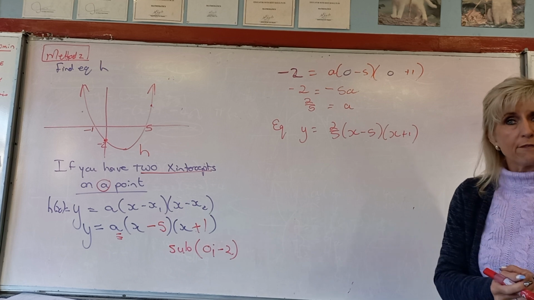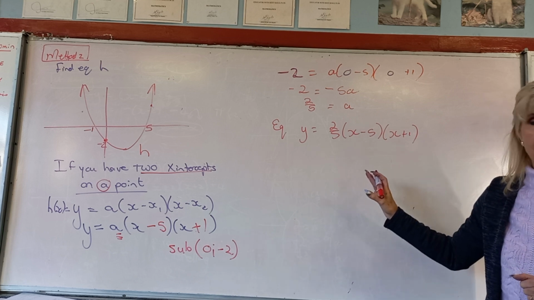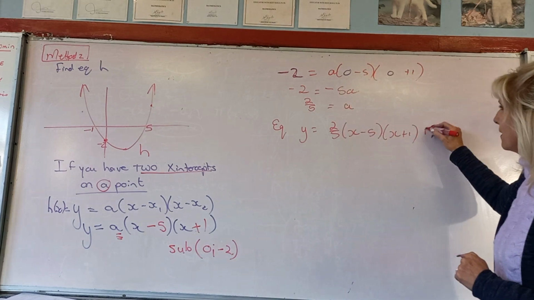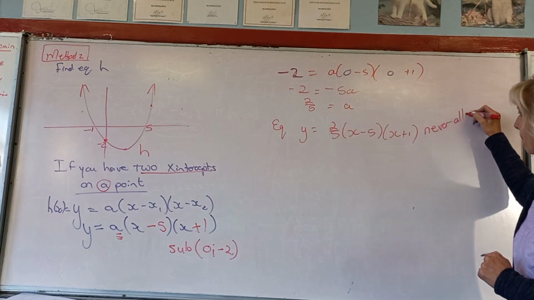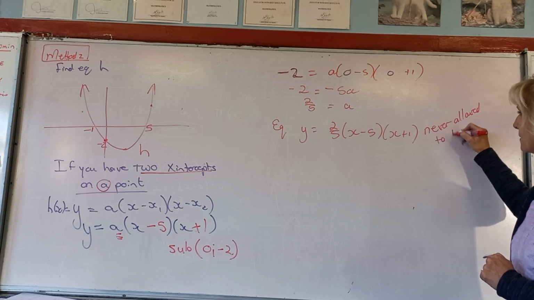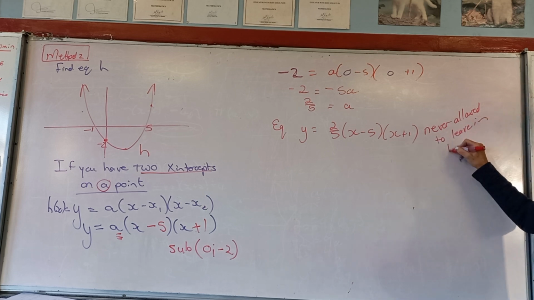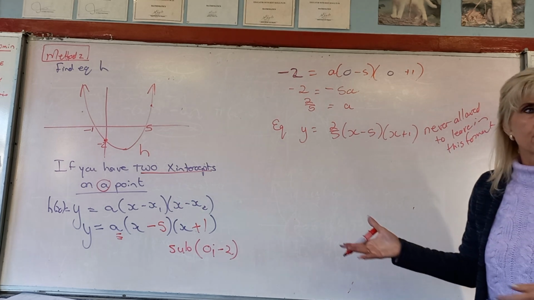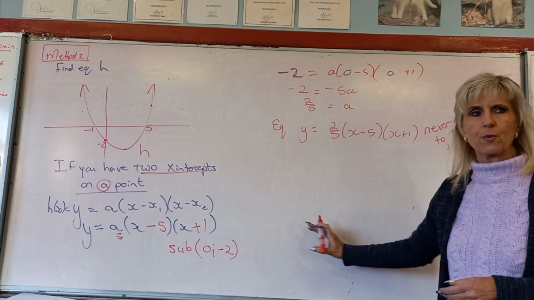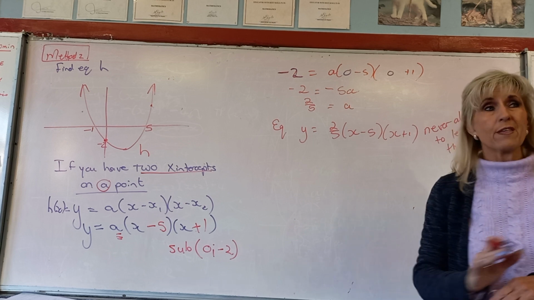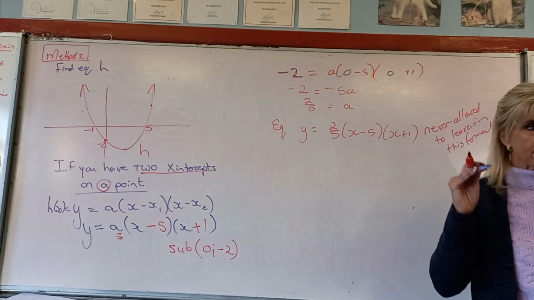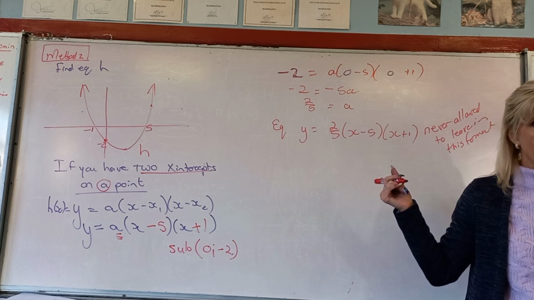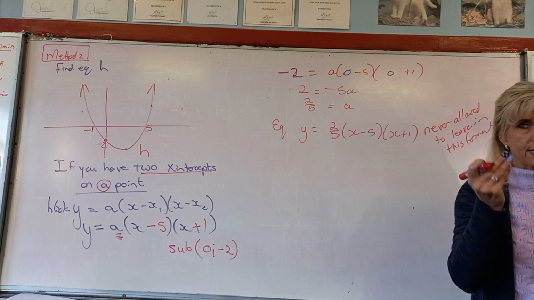And you may never ever leave it in that format. This is just a tool to get to the equation. But you're never allowed to leave it in this format. You have to multiply it out, so it's going to be in which format? ax² + bx + c. Whether they say something or not, you must never leave it in the x-intercept format. It's just a tool to get to the equation. Alright? All the learning stuff you've got to know.